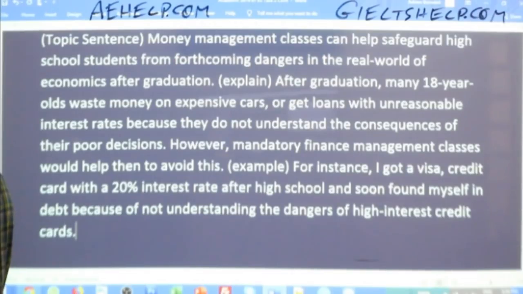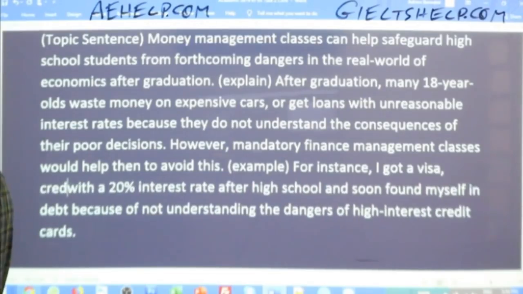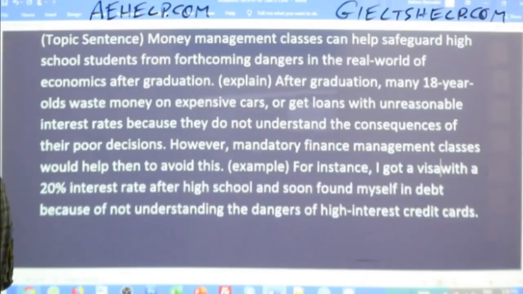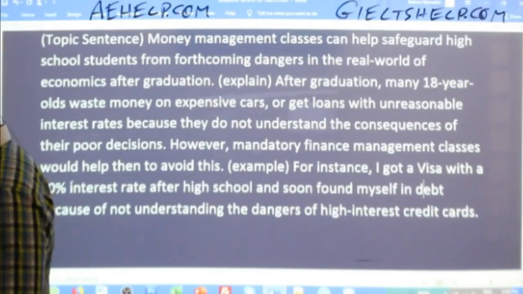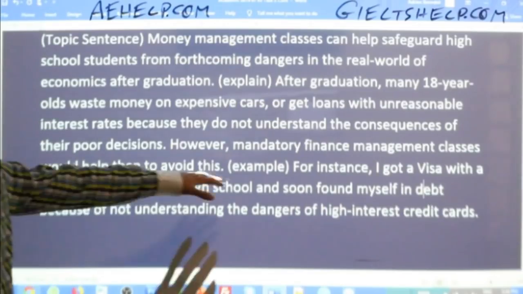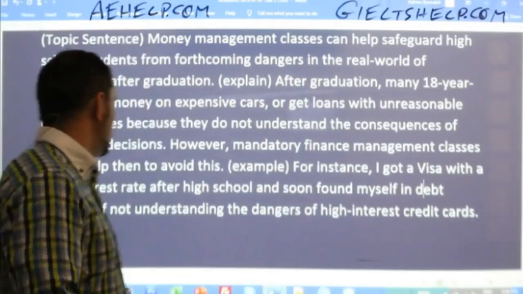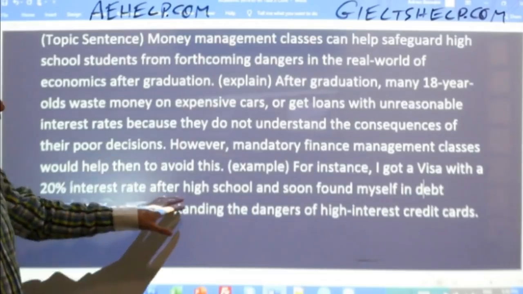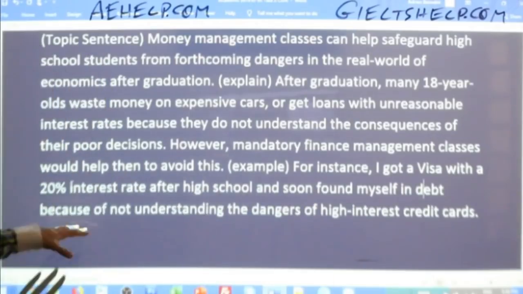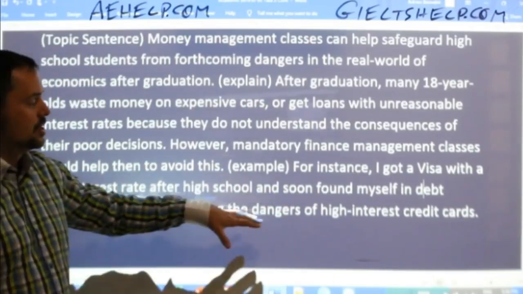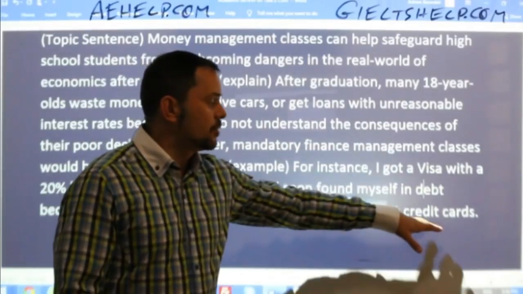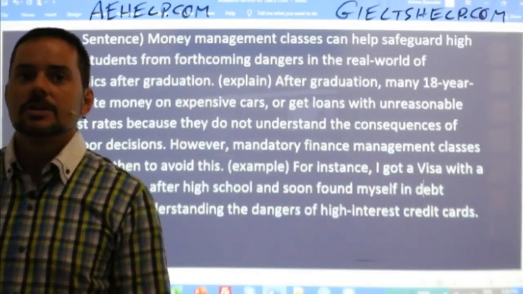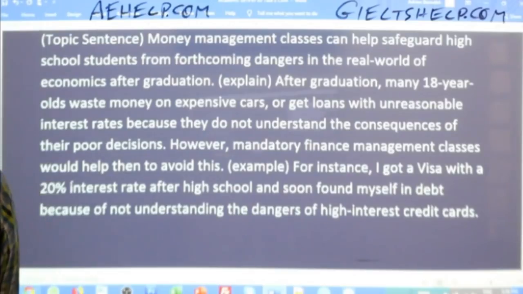Okay. And I can probably take out credit card from here in the real exam. If it's paper-based, I would just cross this out and I would capitalize this Visa. So there's my example. For instance, I got a Visa with a 20% interest rate after high school and soon found myself in debt because of not understanding the dangers of high interest credit cards. All right, so there's my example.